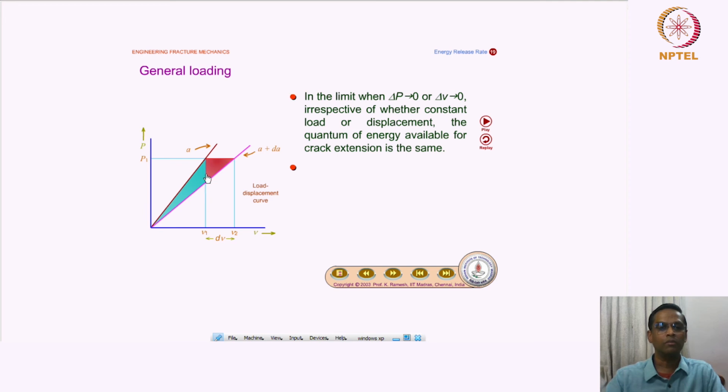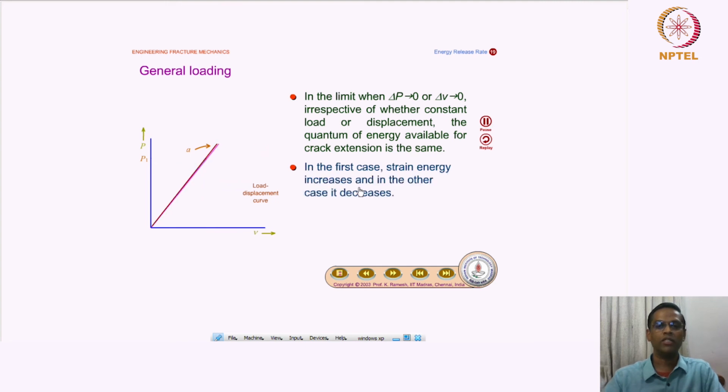If this becomes 0 and this will become 0, then what happens? The quantum of energy, whether the constant load or displacement, the quantum of energy available for a crack extension is the same. Very important point we need to remember. Whether we use constant load or constant displacement, the energy available for the crack extension is the same. So that is what it's saying here. In the first case strain energy increases and in the other case it decreases.